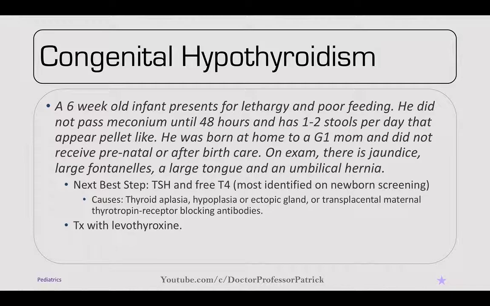The next step here to confirm would be TSH and free T4. This is done on newborn screening most of the time because without treatment, this can lead to intellectual disabilities and what's called cretinism. So some of the causes are thyroid aplasia, so they're born without thyroid tissue, hypoplasia, or ectopic glands, and there can be transplacental maternal TR receptor blockers, and you want to treat this with levothyroxine.